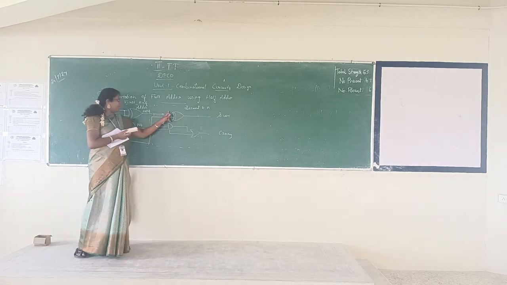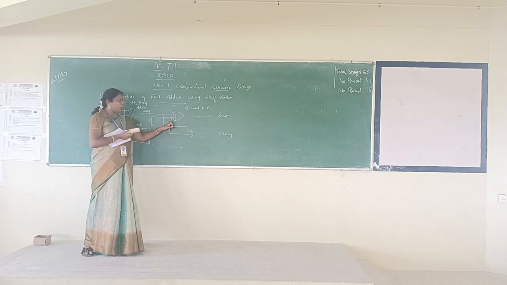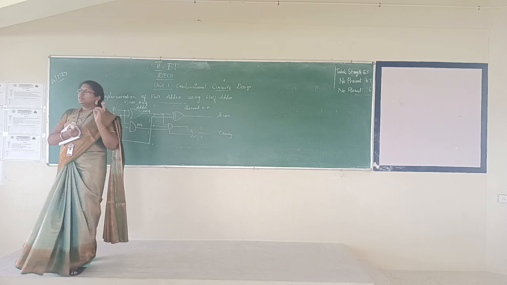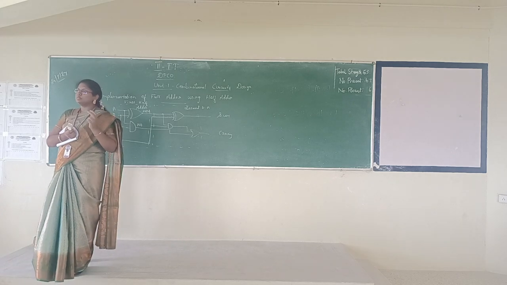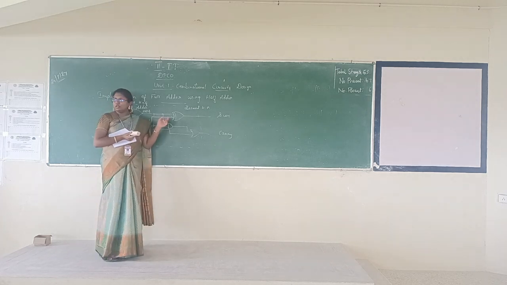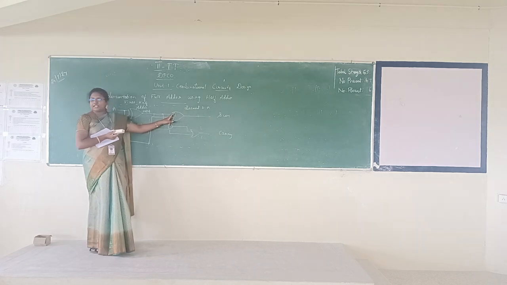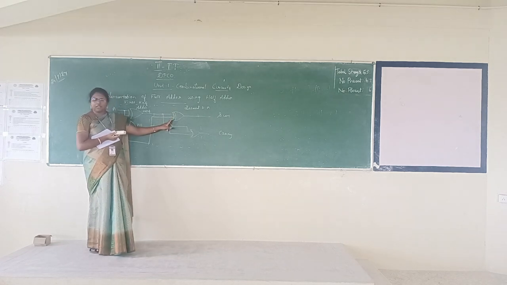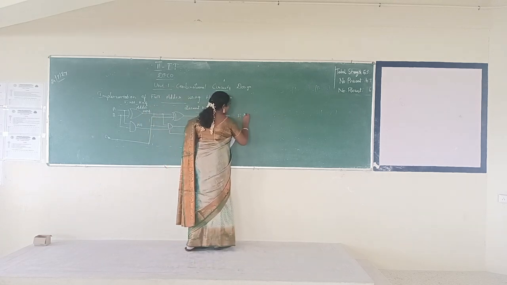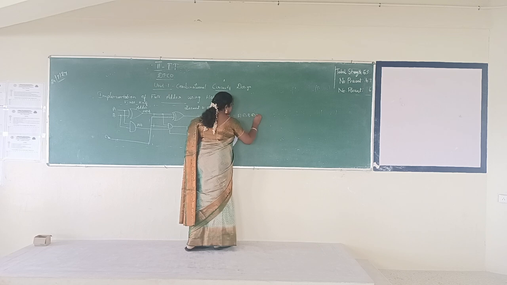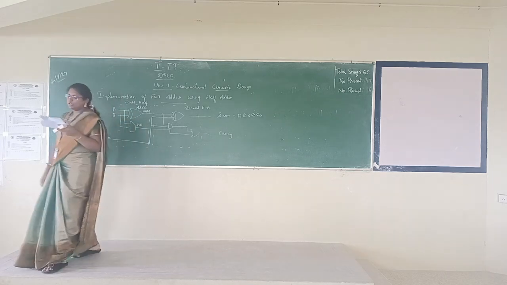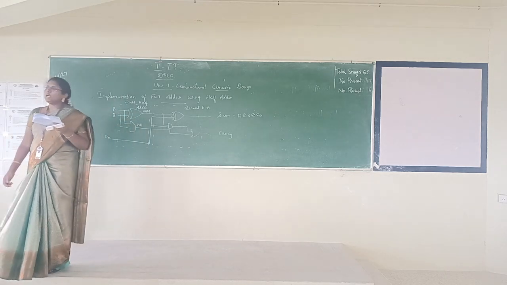So when you give the output A XOR B and the other input C to the second half adder, what is the output? XOR operation, right? These are the two inputs. One input is A XOR B, the other input will be C. So what is the output sum? A XOR B XOR C, right? Then what's the carry output?